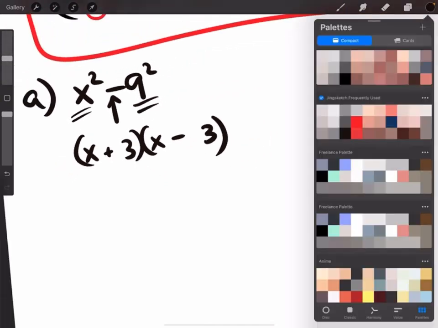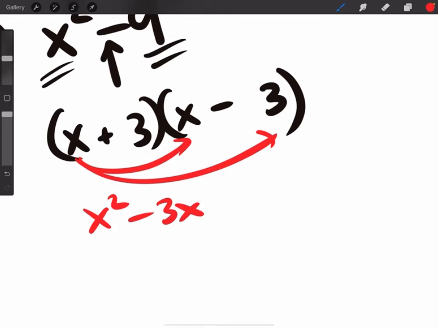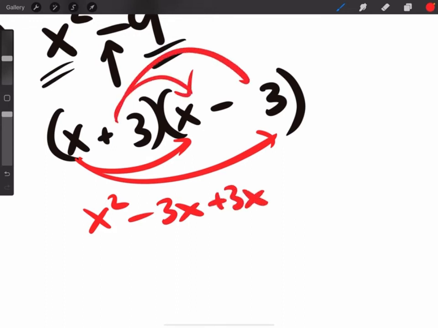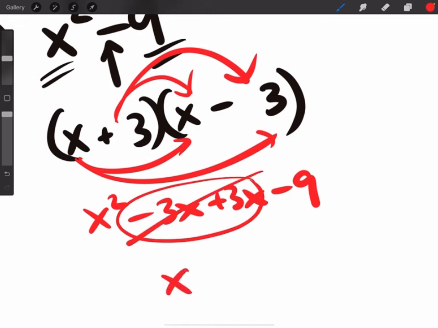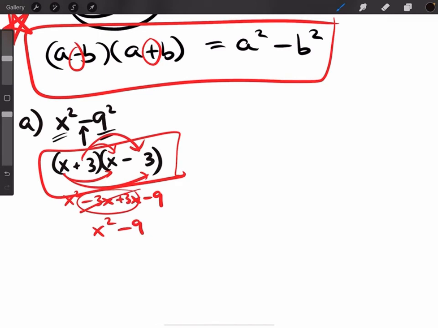So let's do a quick check to make sure that's correct. x squared, negative 3x, positive 3x, and that's negative 9. This right here cancels out. Then you have x squared minus 9. There you go. Same exact thing. So that means that this is the correct answer. Let's do a few more examples.